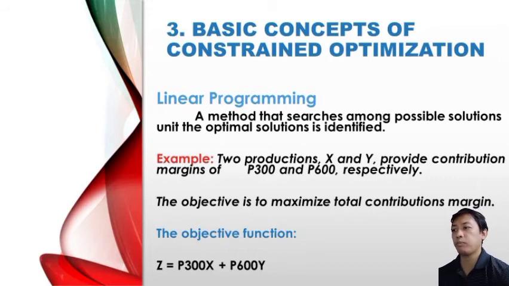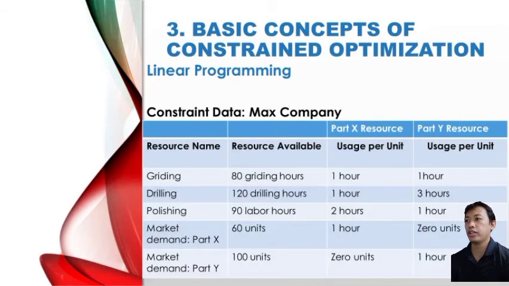So these are the examples. The two products, X and Y, provide contribution margins of 300 and 600 respectively. So the objective is to maximize total contribution margin. So this is the objective function: Z is equal to 300X plus 600Y. So here is the constraint data for Max Company.